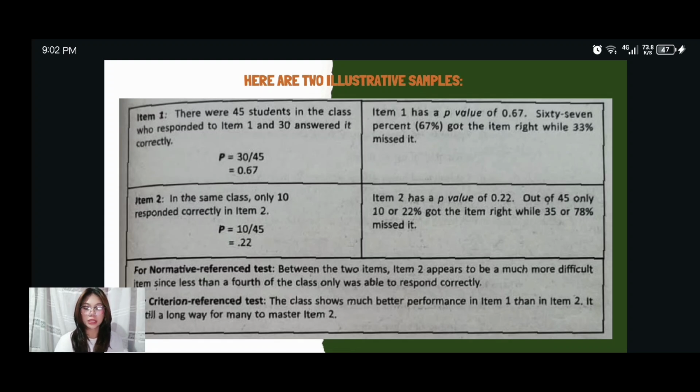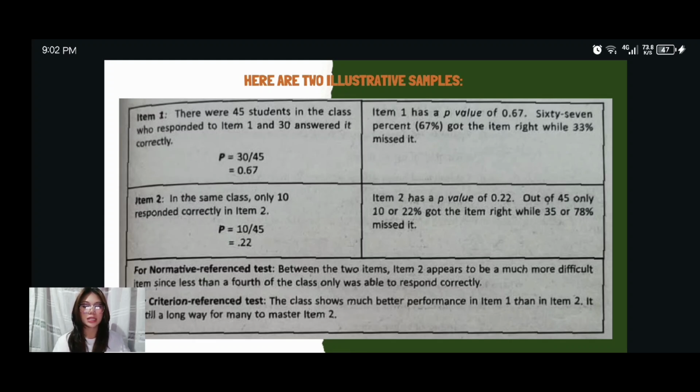On the other hand, we have the criterion reference test perspective, where we analyze the item. The class shows much better performance on item 1 than item 2, indicating that many students have not yet mastered the concept tested in item 2. This explains that the criterion reference test measures a student's performance against a set of predetermined criteria or learning objectives. The low success rate on item 2 suggests that many students have not met the criteria for the specific item. So item 1 is relatively easy for the class, while item 2 is challenging.